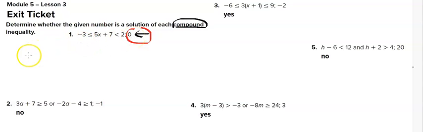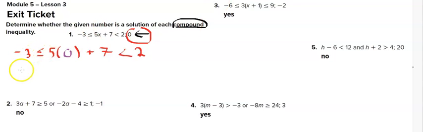So here's what I'm going to do. I'm going to write -3 less than or equal to 5 times... what do you think I'm going to plug in? 0 for the input for the x, plus 7, less than 2. Okay, so now let's go and see.